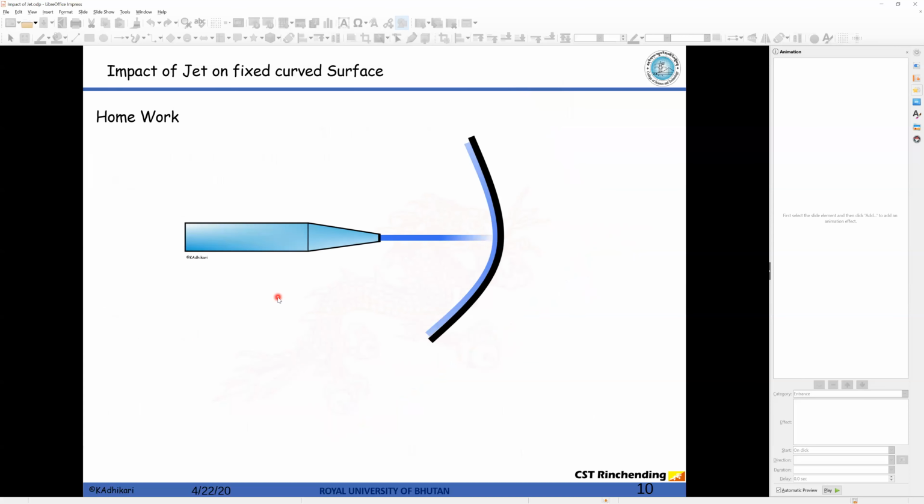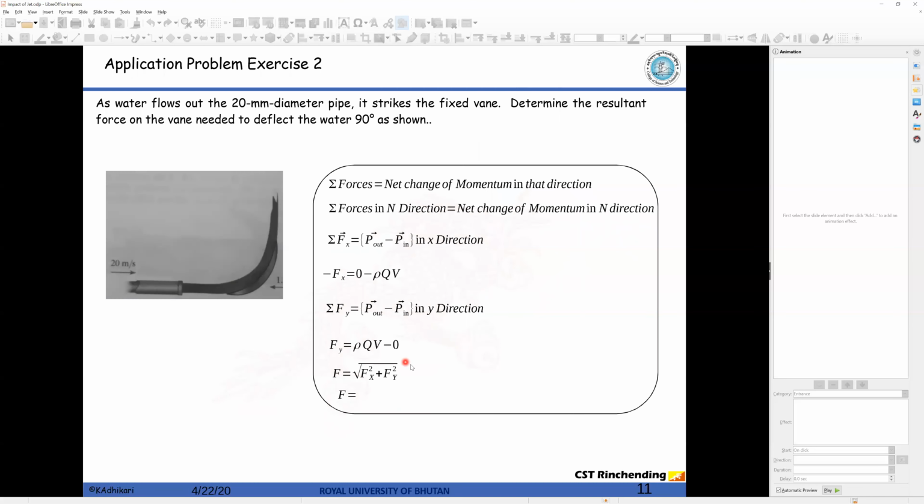Now, as homework, I would like you to solve this problem. If there is a jet impinging on a curved surface and leaving making the same angle, consider it the same angle. It is impinging at angle θ, and it's also leaving the surface at an angle θ. You can solve for this using the same principle like I did, and you will be able to solve this. With this, let's take a problem.